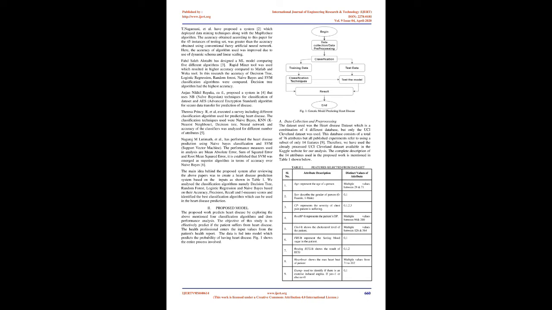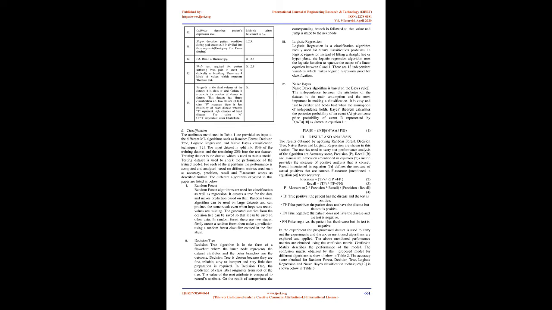Table I, features selected from dataset. SL No., attribute description, distinct values of attribute. 1. Age represents the age of a person. Multiple values between 29 and 71. 2. Sex describes the gender of the person, 0 female, 1 male. 0, 1. 3. CP represents the severity of chest pain the patient is suffering. 0, 1, 2, 3. 4. Resting BP represents the patient's BP. Multiple values between 94 and 200. 5. Chol shows the cholesterol level of the patient. Multiple values between 126 and 564.